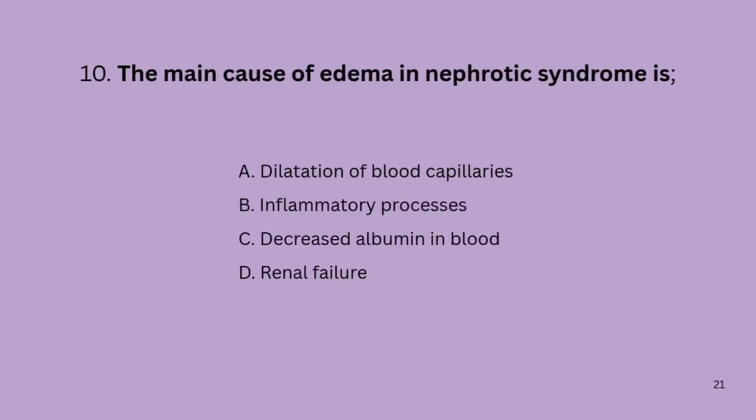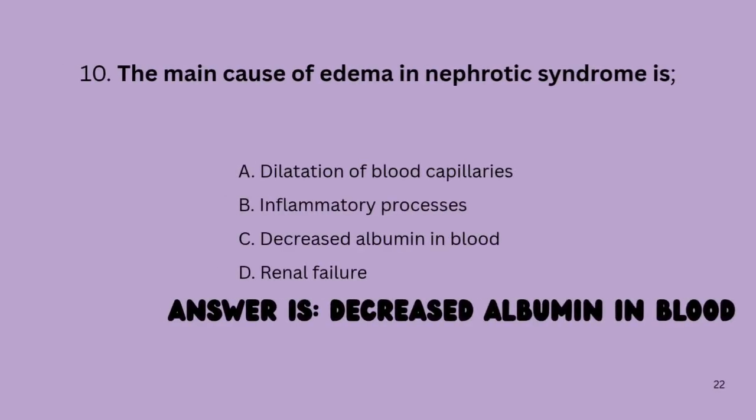Number 10. The main cause of edema in nephrotic syndrome is a. Dilatation of blood capillaries, b. Inflammatory processes, c. Decreased albumin in blood, d. Renal failure. The correct answer is decreased albumin in blood.